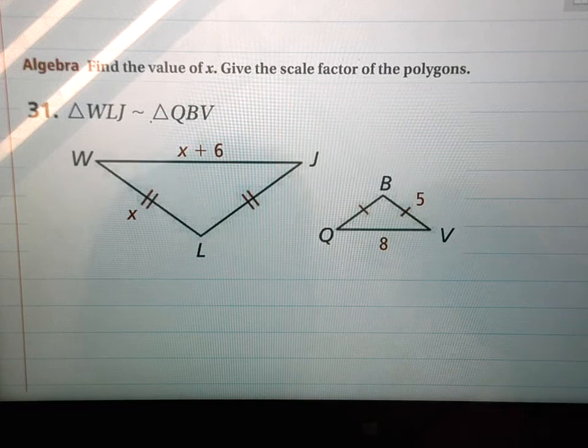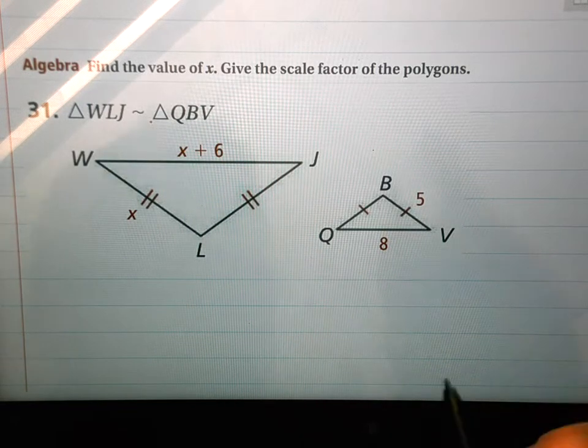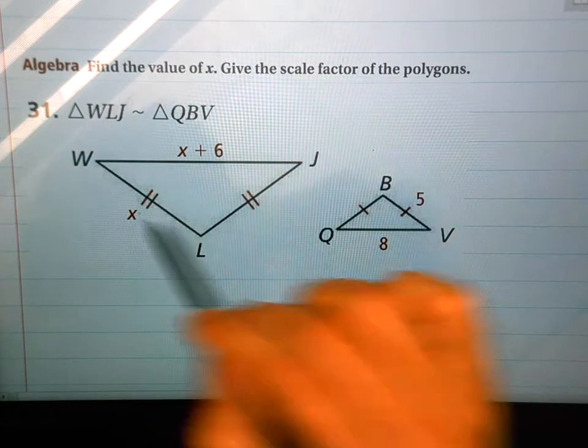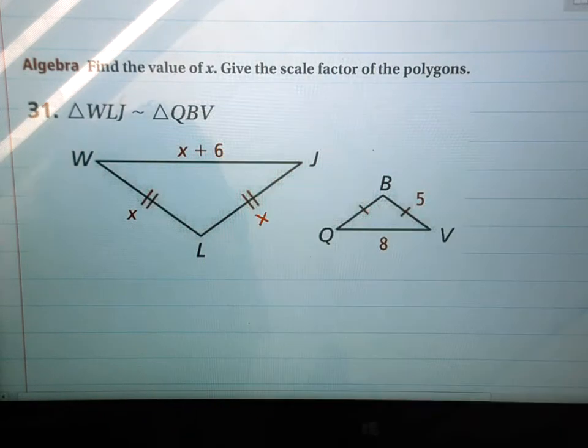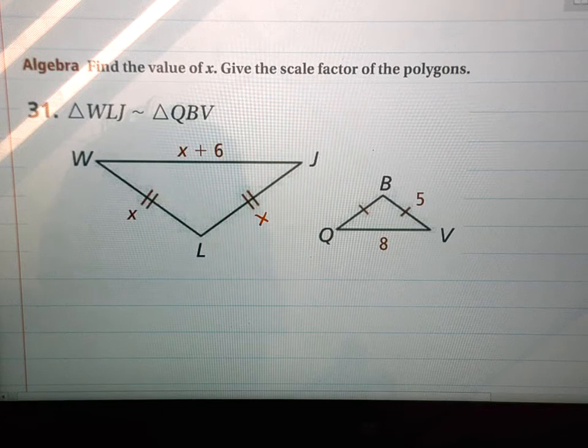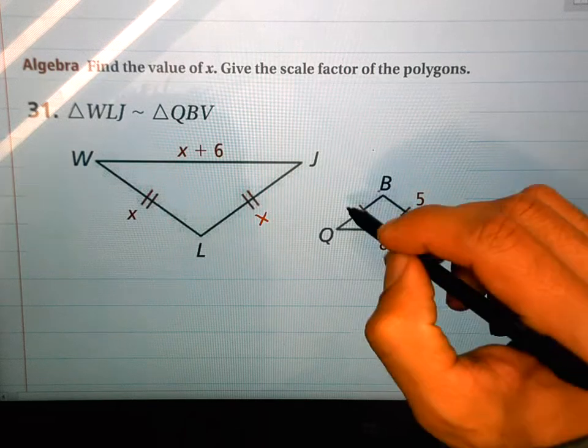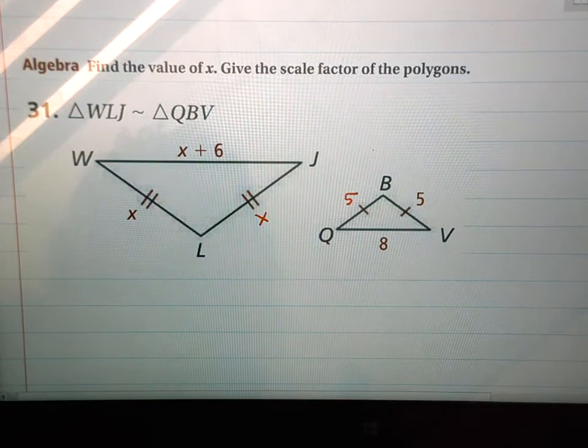So what does that mean? That means that we can actually figure some things out with both of these things. The first thing I'm going to do is I'm going to go, oh, this is isosceles. If this is x, LJ must be x. And since BV is 5, then BQ must be 5 as well. Why? Because of isosceles triangles.